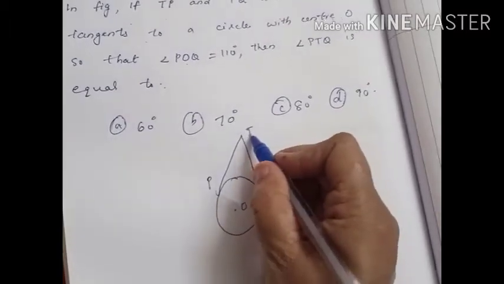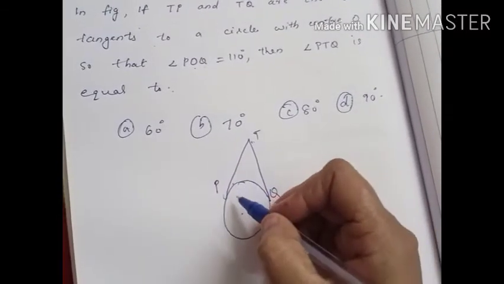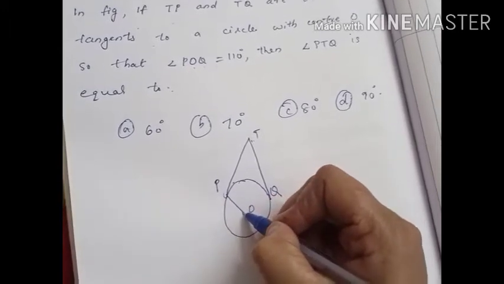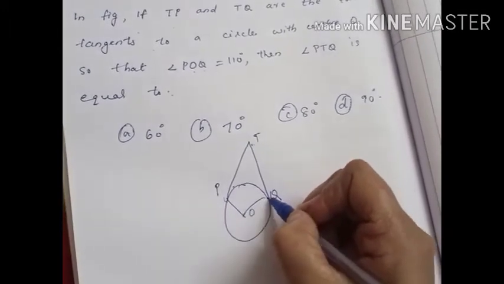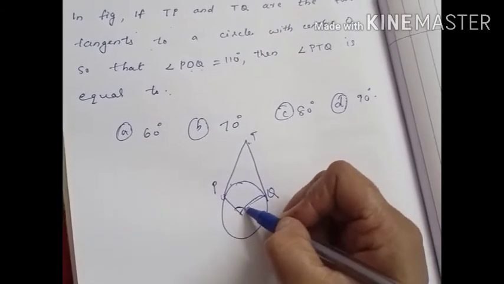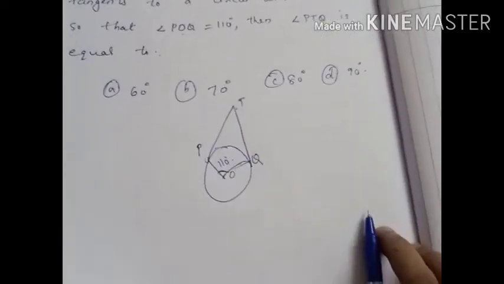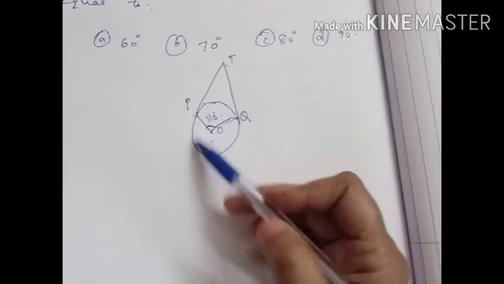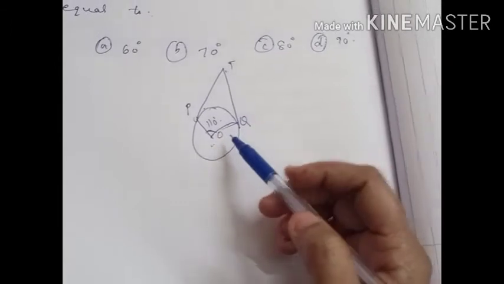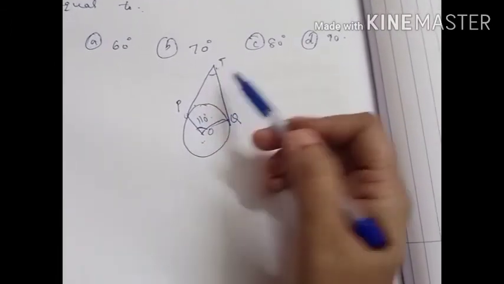Figure is given in the question as a circle with center O and two tangents TP and TQ. TP and TQ are the two tangents. O is the center and the angle POQ. This angle is given as 110 degree. So according to the question, this is the figure. So here we have to find the angle PTQ. This angle we have to find.